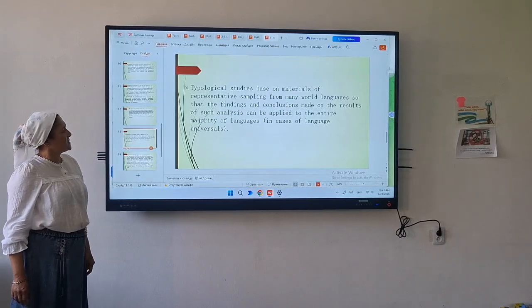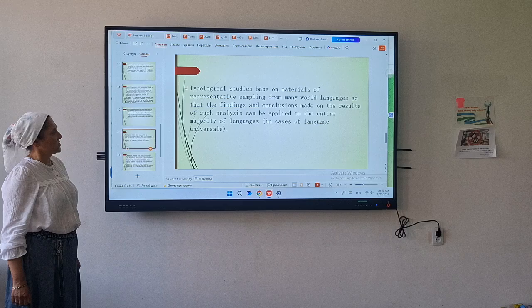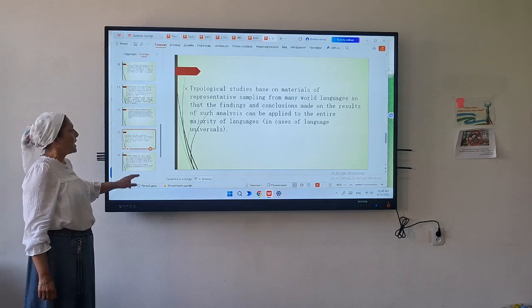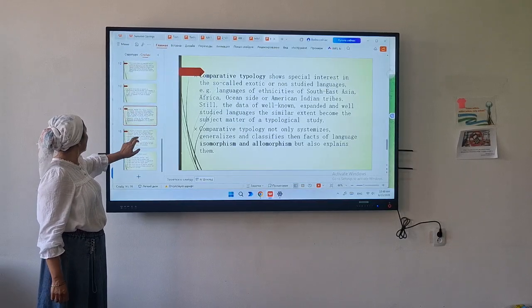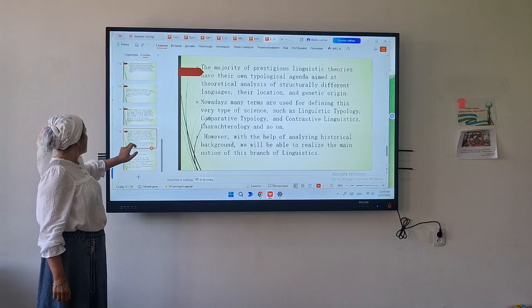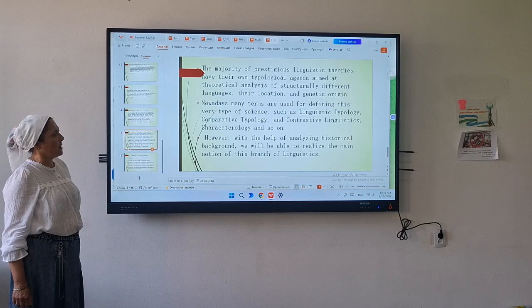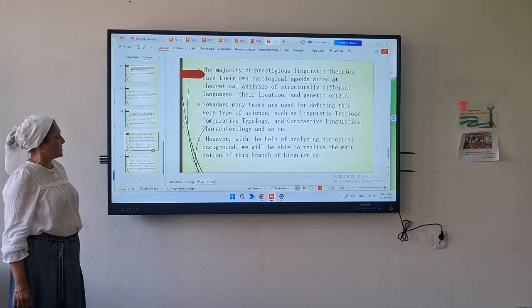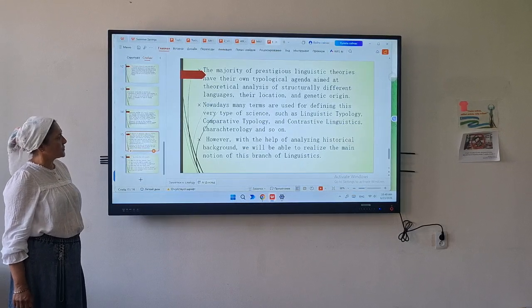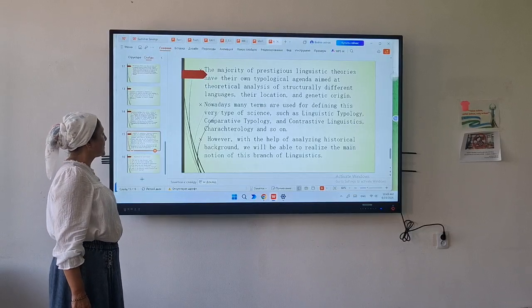So typological studies are based on materials of representative sampling from many world languages, so that findings and conclusions made on the results of such analysis can be applied to the entire majority of languages. The majority of prestigious linguistic theories have their own typological agenda aimed at theoretical analysis of structurally different languages, their location and genetic origin. Nowadays, many terms are used for defining this type of science, such as linguistic typology, comparative typology, contrastive linguistics, characterology, and so on.